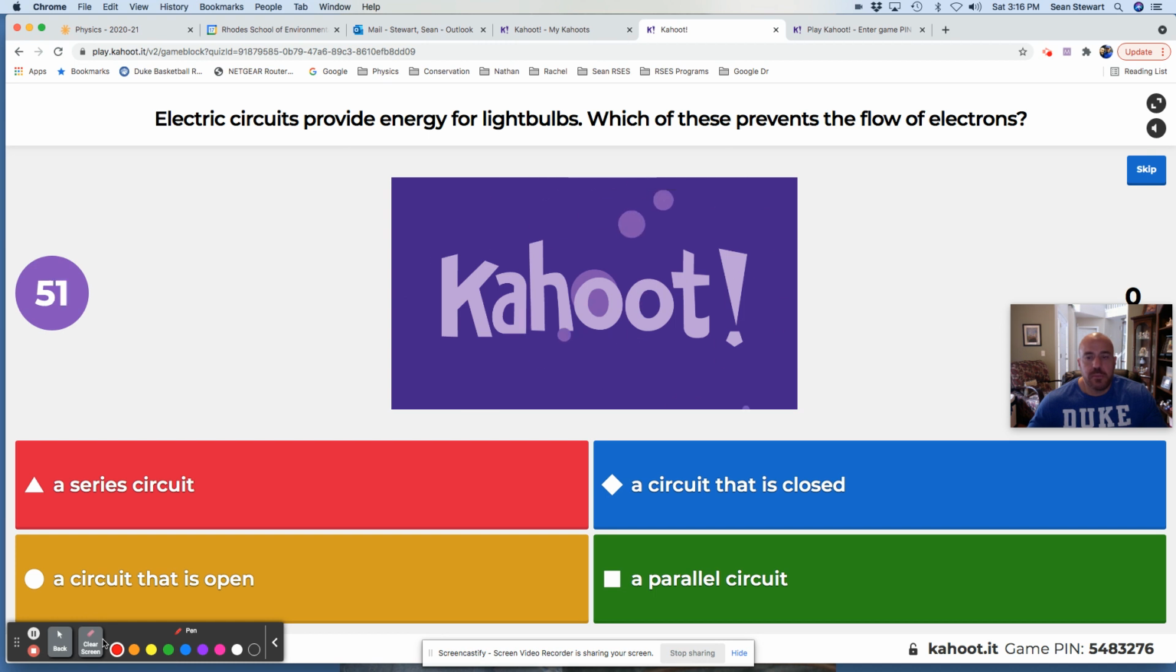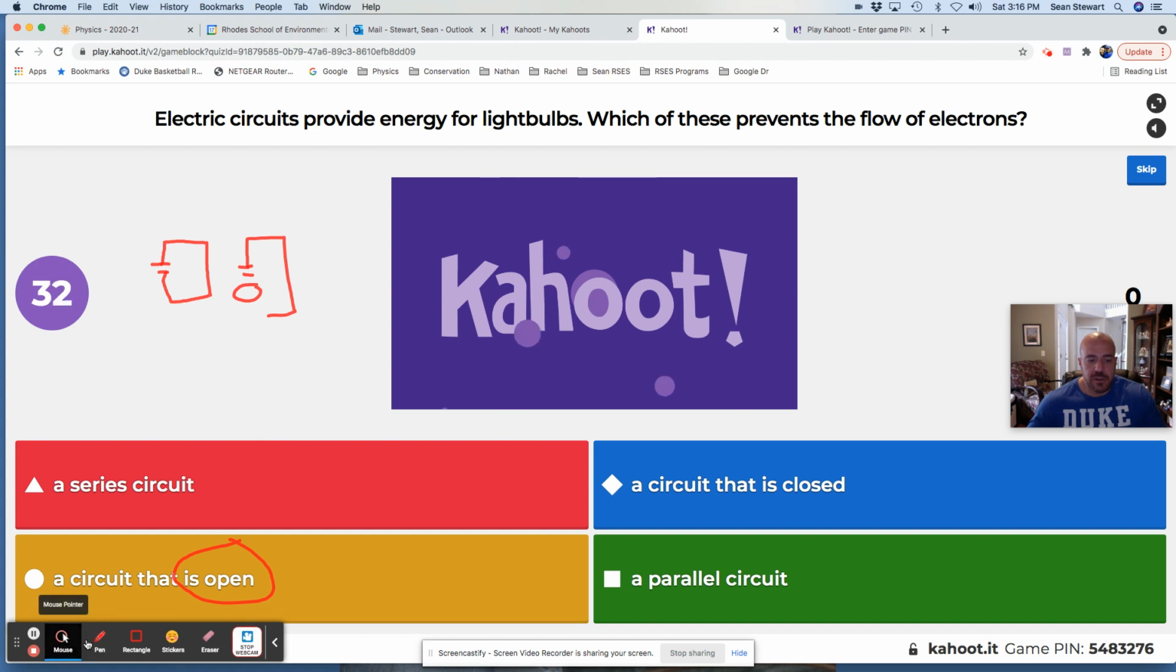All right, remember, we said for electricity to work earlier, it has to be able to go all the way around from one side of the battery to the other. If it does not, in other words, if we have something like this, it would not work. This is called an opening or an open circuit. So yellow is correct.